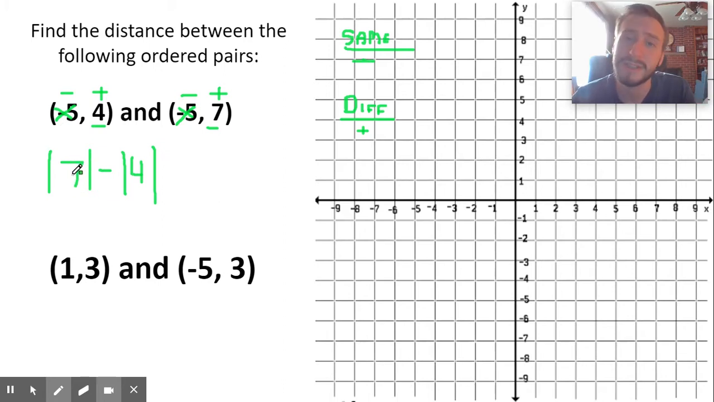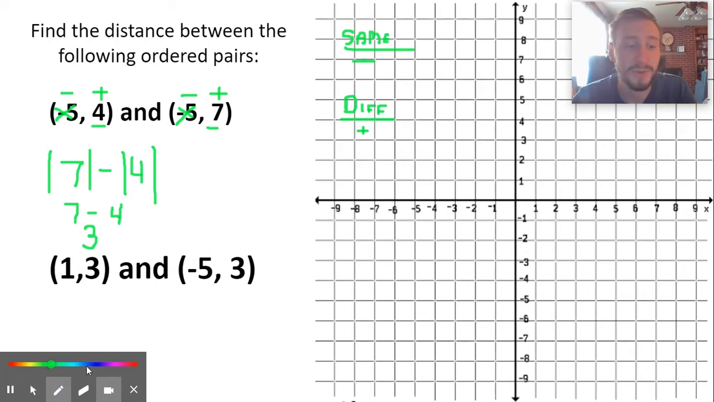Just solve it. What's the absolute value of 7? 7. What's the absolute value of 4? 4. What's 7 minus 4? 3. So the distance between these two ordered pairs is 3. Let's look at another one. We have 1, 3, and -5, 3.